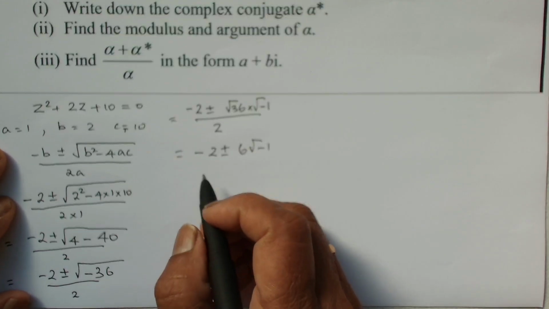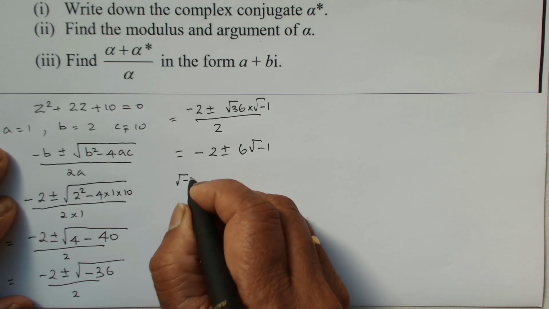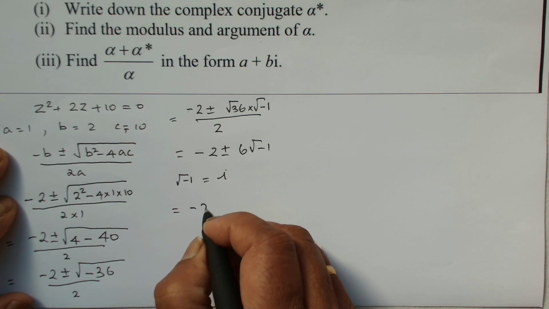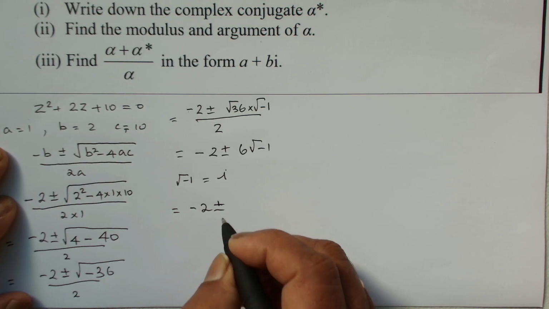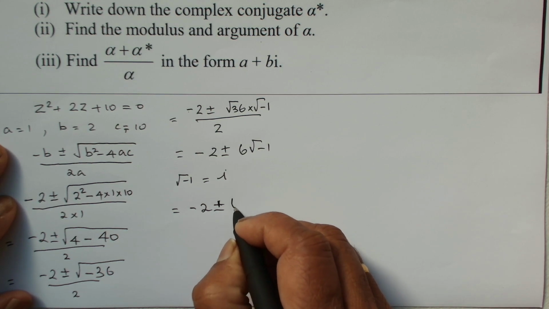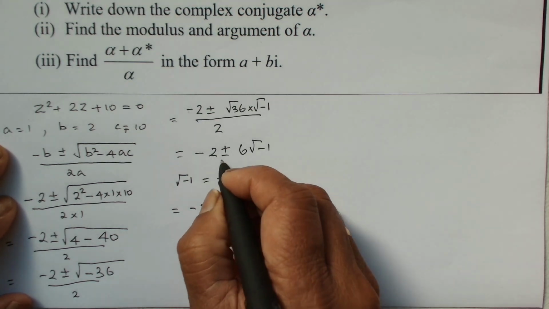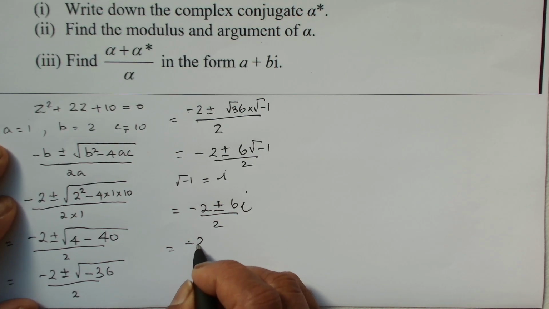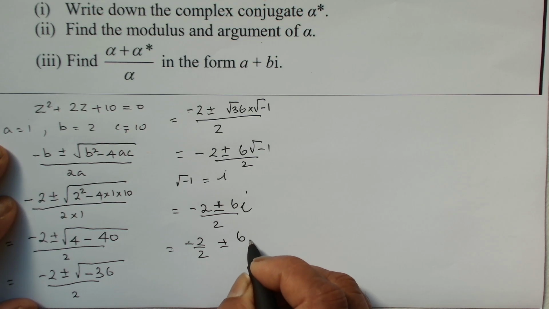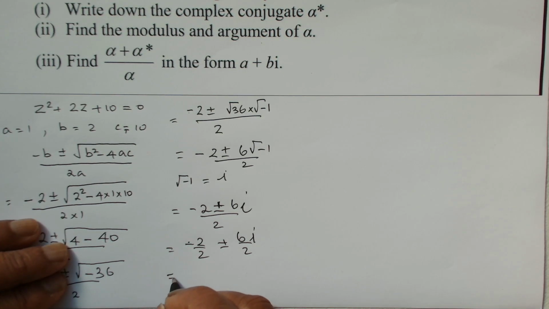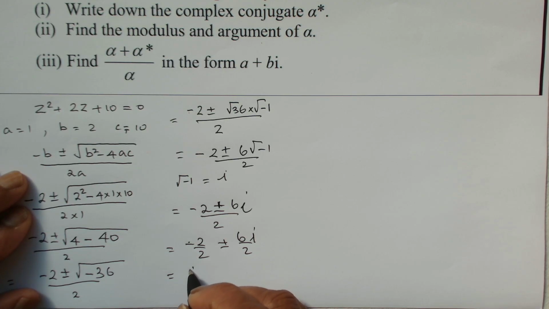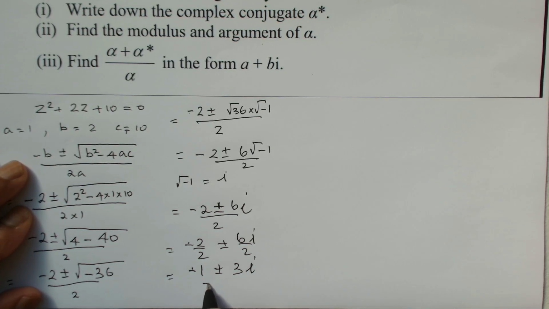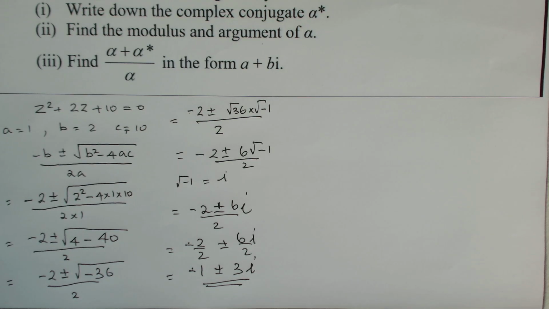But in complex numbers, root minus 1 is equal to i. That's an imaginary number. Therefore, the answer is minus 2 plus or minus 6i, all divided by 2. If we divide both by 2, minus 2 over 2 plus or minus 6i over 2, the final answer is going to be minus 1 plus or minus 3i. That's the first part of the question.